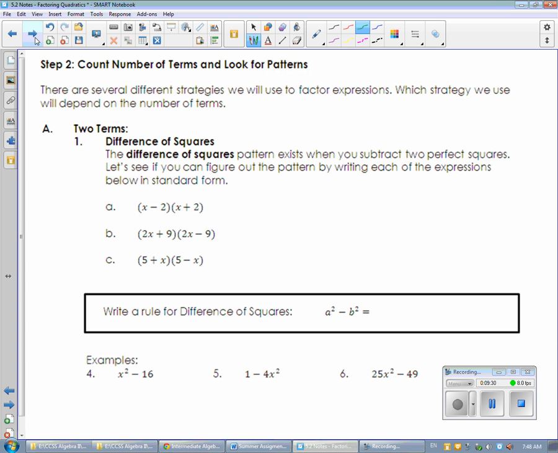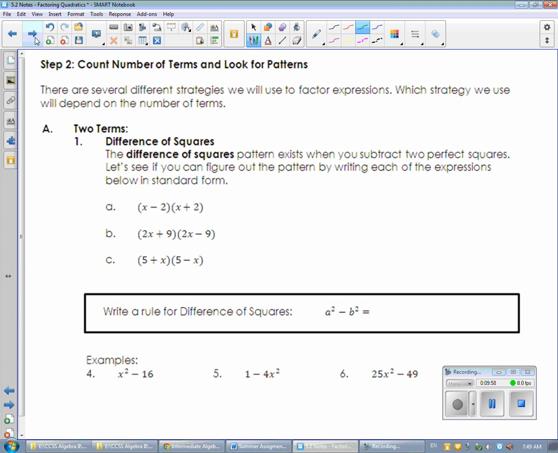So the next step to factoring is to count the number of terms and look for patterns. So if we've got two terms, for now, we're going to be talking about a pattern that's referred to as the difference of squares. And to introduce difference of squares and help you understand where it comes from, I want to take a look at these three examples. So we've got an x minus 2 and an x plus 2 that I'm multiplying together. In letter B, I've got 2x plus 9 times 2x minus 9. And then in letter C, it's 5 plus x, 5 minus x.